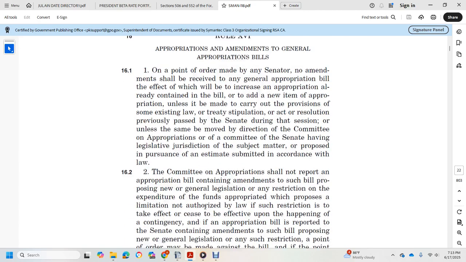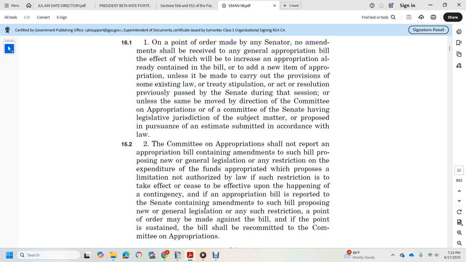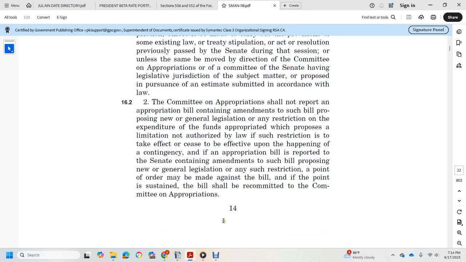The Committee on Appropriations shall not report an appropriation bill containing amendments proposing new or general legislation, or any restriction on the expenditure of funds appropriated which is not authorized by law, if such restriction is to take effect or cease to be in effect upon the happening of a contingency. If an appropriation bill is reported to the Senate containing amendments to such a bill proposing new or general legislation or any such restriction, a point of order may be made against the bill. If the point is sustained, the bill shall be recommitted to the Committee on Appropriations.